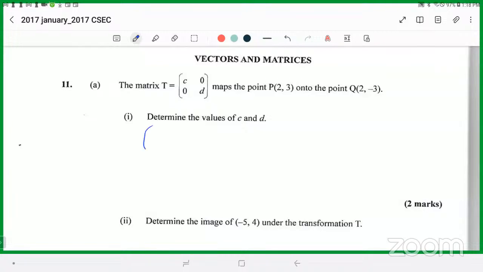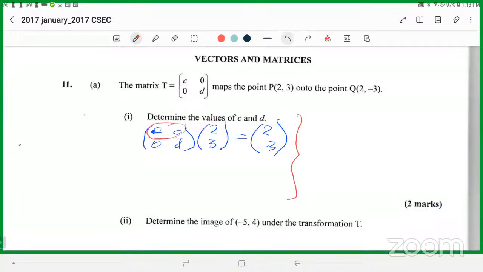So you'd have to say, okay, C, 0, 0, D times this point, which is 2, 3, equals this point, which is 2, negative 3. And you're doing the multiplication. Multiply the rows of the first matrix by the columns of the second matrix. So this 2 right here is the product of this row and this column. You could say this row times this column equals 2. First element times first element, that is 2C, plus second element times second element, that is 0. That equals 2. So if 2C equals 2, then C equals 1.